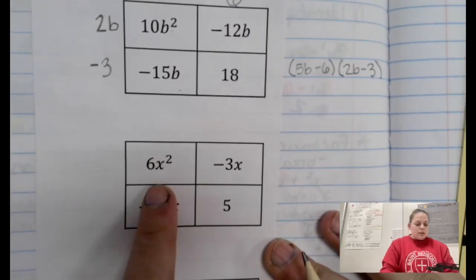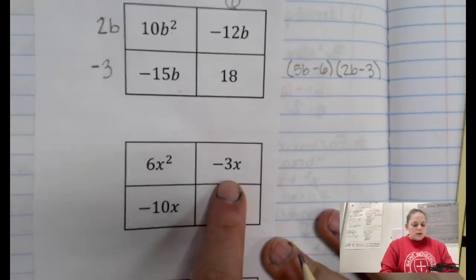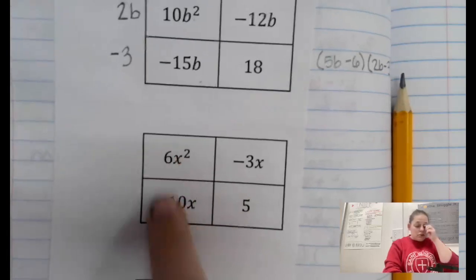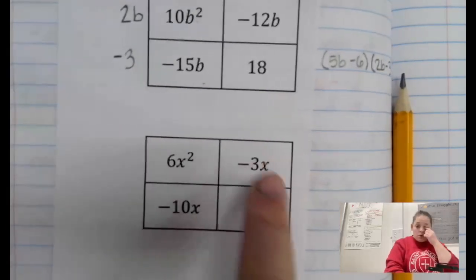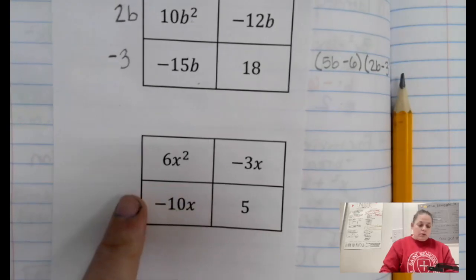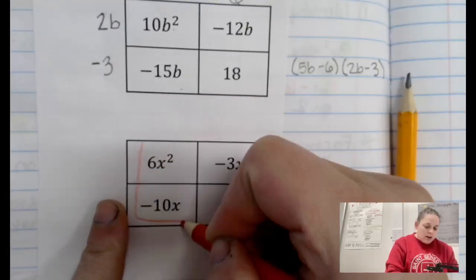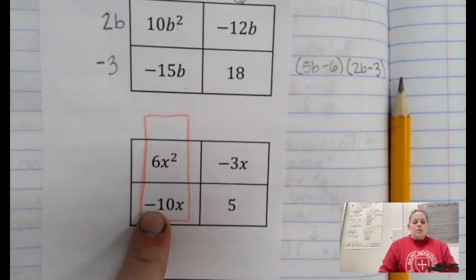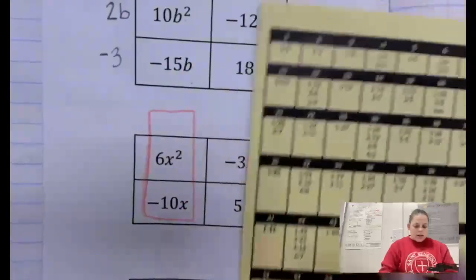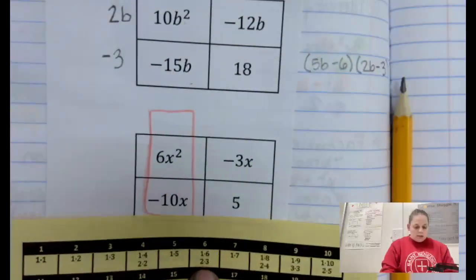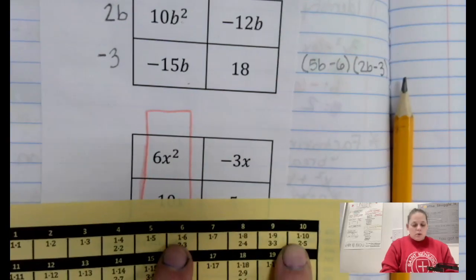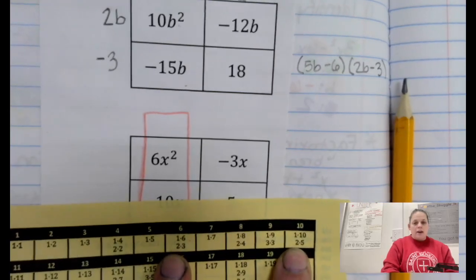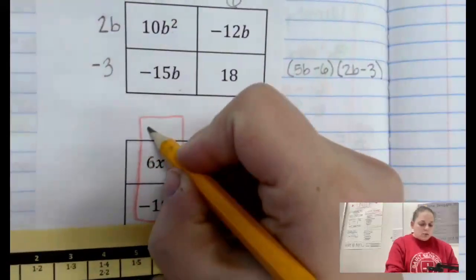In this one we have 6x squared, negative 10x, negative 3x, and 5. So we just need to pick somewhere to start factoring. We can pick this first row, we can pick the second row, this row, this row. I'm going to pick this first row here. So I'm going to think of this as 6x squared and negative 10x. I'm going to look and see what is my greatest common factor of 6 and 10. So here's 6 and here's 10. I see they both have a 1, 2, so it's a 3, no 3, 6, no 6. So 2 is my biggest common factor. That's what I'm going to take out, that 2.